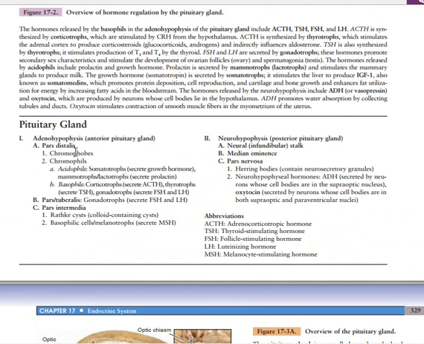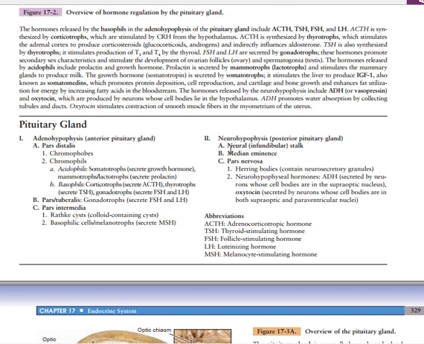We have the pars distalis, and the pars distalis is made up of the chromophores and the chromophils. The chromophils are made up of the acidophils and the basophils, and then the pars tuberalis is the next part of the adenohypophysis. Then we have the pars intermedia, which is made up of basophil cells with melanotrophs.